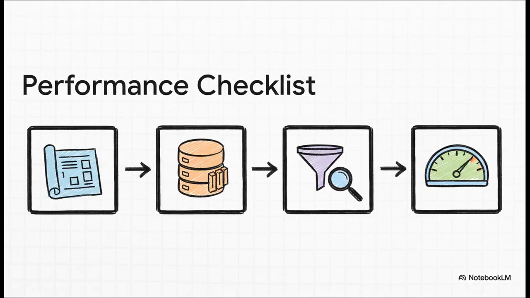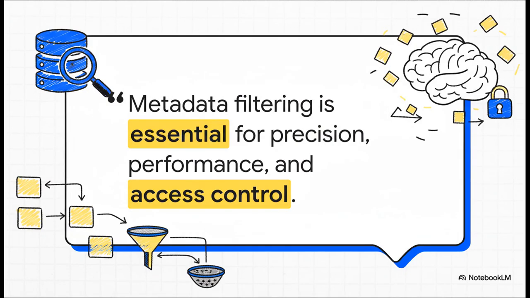So, for all you builders out there, here's the crucial takeaway. It's like a checklist. First, design your schema with filtering in mind from the start. Then, make sure you index those fields in your vector database. Always use pre-filtering in your queries. And finally, keep an eye on your filter selectivity to make sure everything's running efficiently. When you put it all together, metadata filtering is what transforms your RAG application from just a simple prototype into a precise, fast, and secure system that's actually ready for the real world.